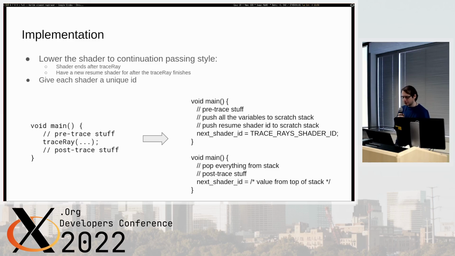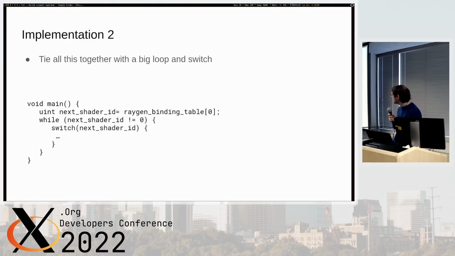So here's an example. You split it into the first part. You push all the variables that live across onto the stack. We use scratch. In practice, that's just another region of VRAM that we also use for spilling registers and stuff like that in our compiler. Push the shader ID of resuming, and then the next shader is the trace ray shader, and then at the end of it, at the resume, we pop everything off and set the next shader from popping stuff off from the stack. And then we do the big loop and switch case on the shader ID.